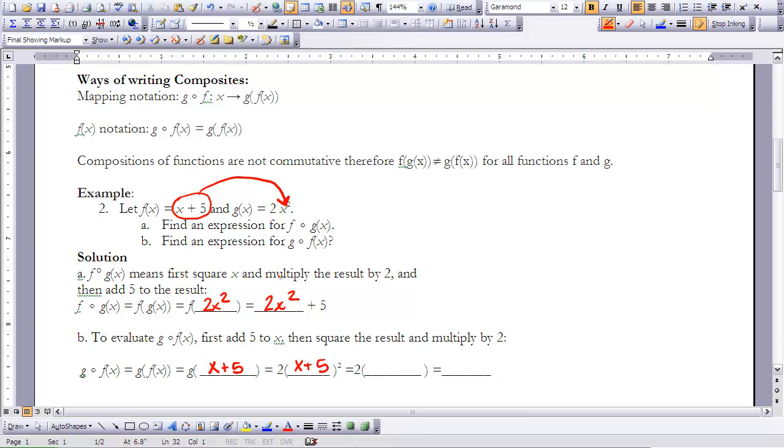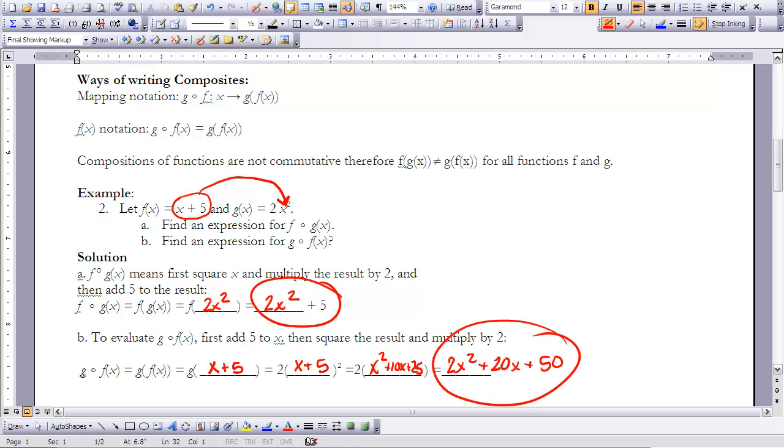So 2 times x plus 5 squared. Remember, x plus 5 squared is x squared plus 10x plus 25. And now I have to distribute my 2, so now I get 2x squared plus 20x plus 50. So it's clear these two are not the same results, so that means it is not commutative.